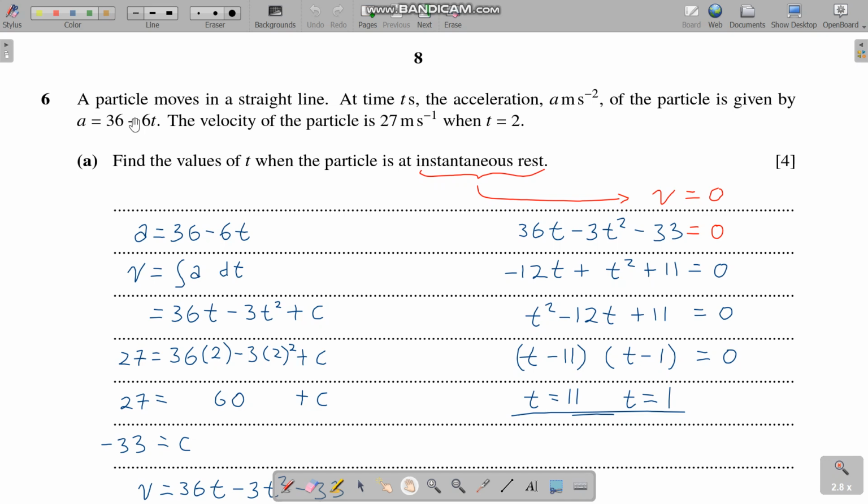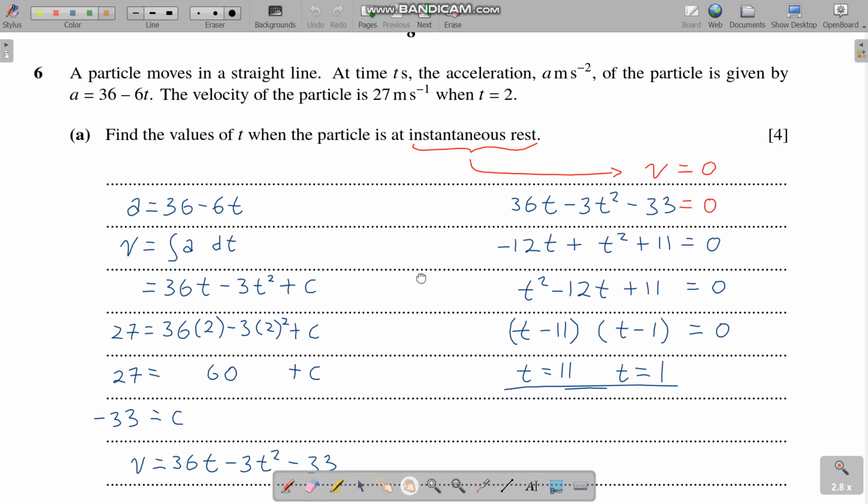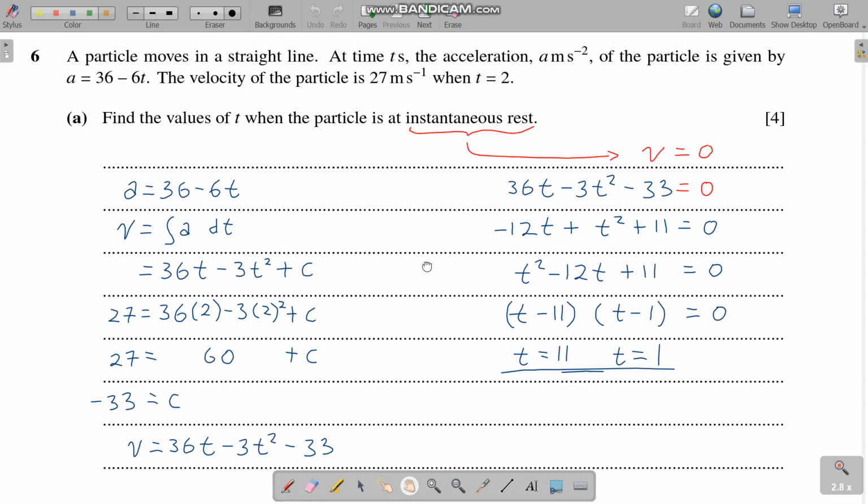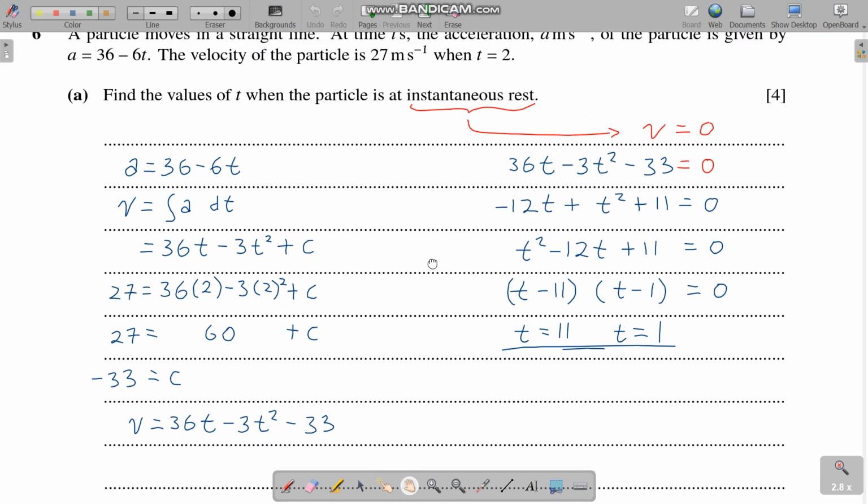Kinematics. A particle moves in a straight line. The acceleration is 36 minus 6t. The velocity is 27 when time equals 2. Find t when at instantaneous rest. Instantaneous rest means the velocity is 0.